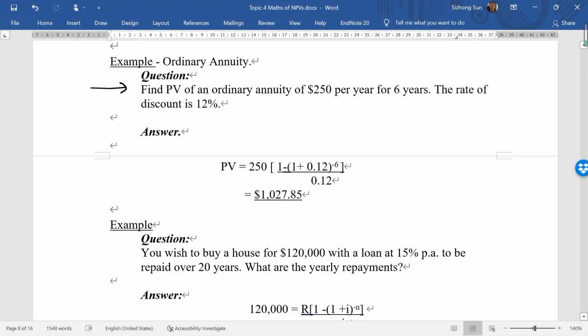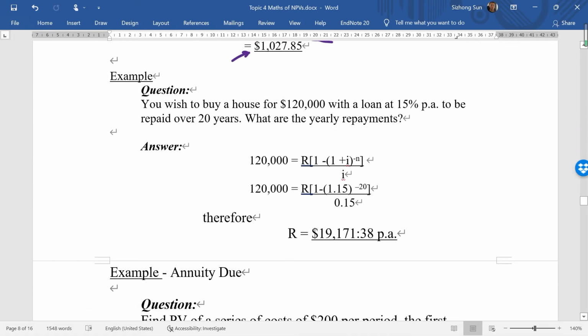Let's look at this example. Find the present value of an ordinary annuity of $250 per year for 6 years. The discount rate is 12%. So the per-period payment, 250, times the annuity factor, which is (1 - (1 + 12%)^-6) divided by 12%. Roughly, the present value is $1,027.85.